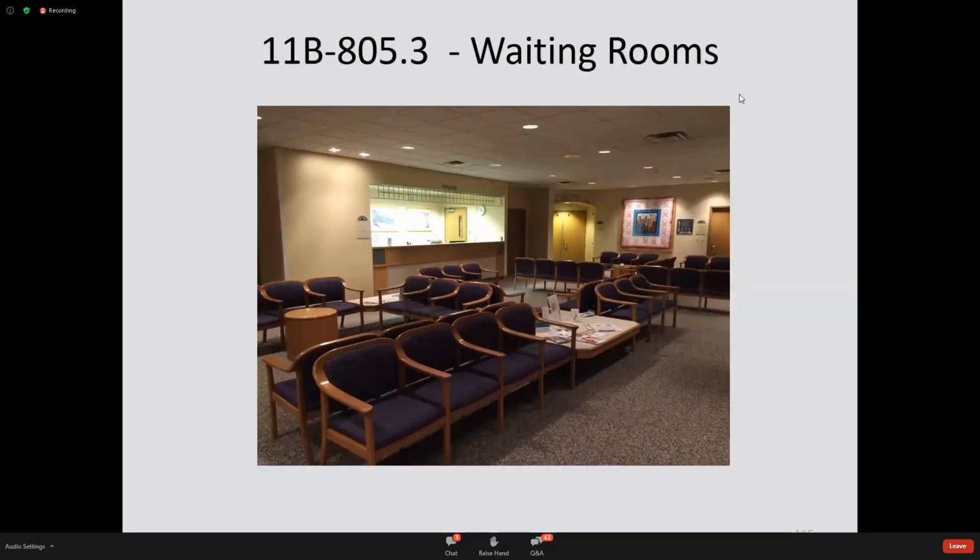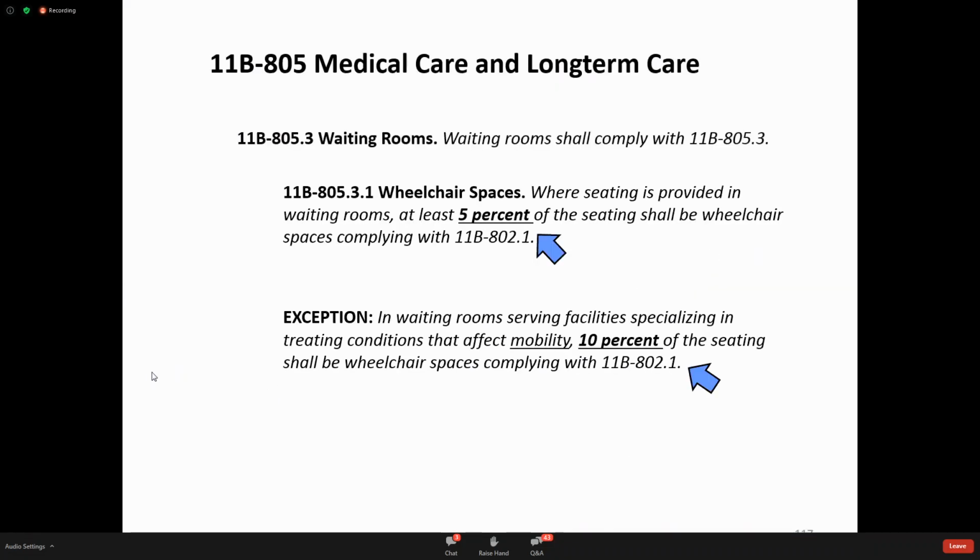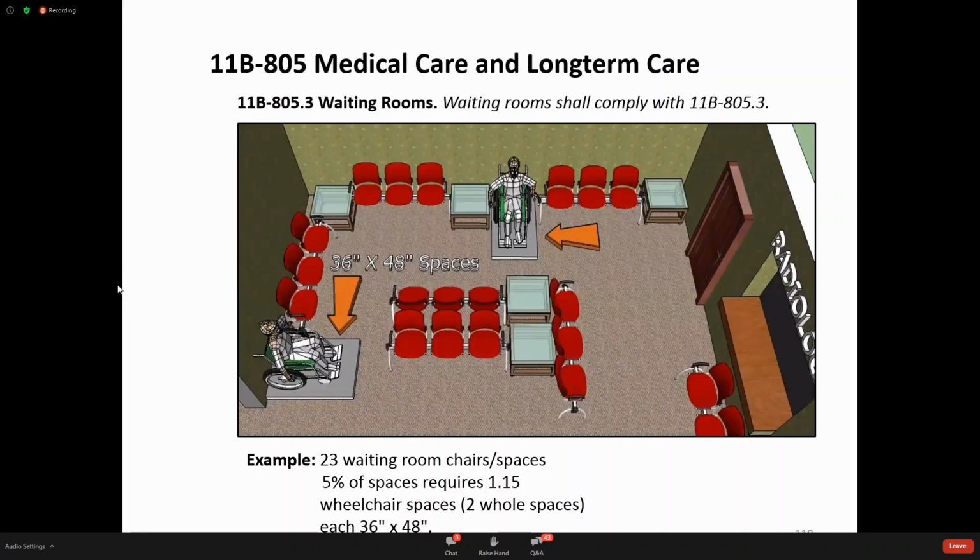So this is the point 3 section, waiting rooms. This code section requires 5% of the seating in a waiting room to be set aside for wheelchair use, and 10% if you're dealing with a unit that specializes in treating conditions that affect mobility. Probably easier to show this in a graphic. What you would actually do, and by the way, this applies both in hospitals and in medical offices, it's a medical care requirement.